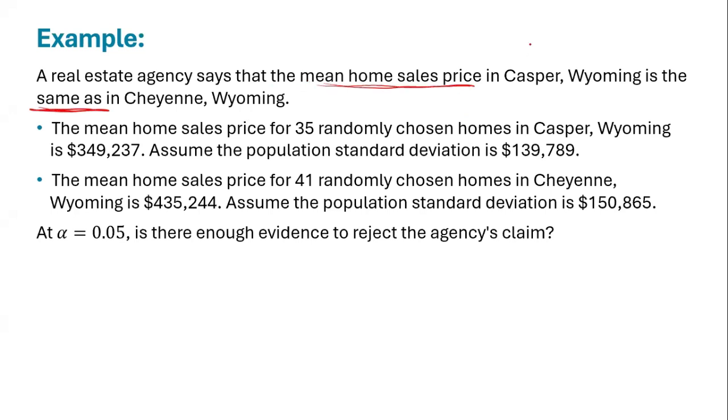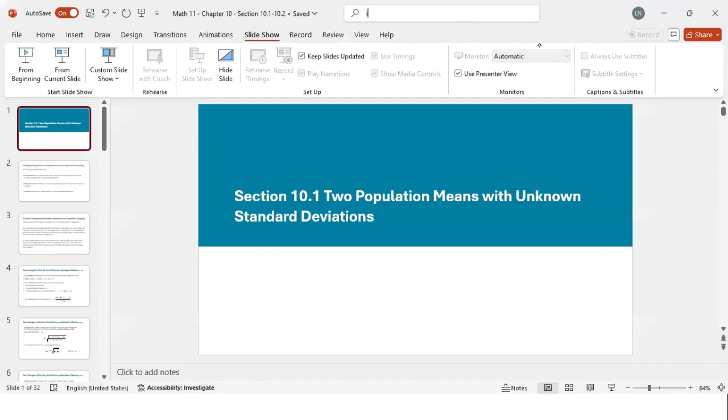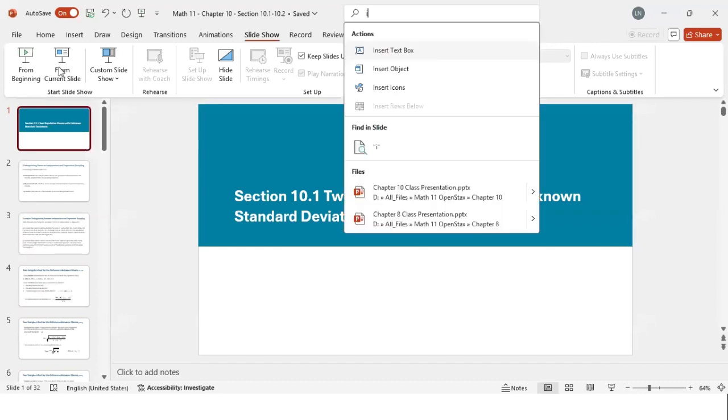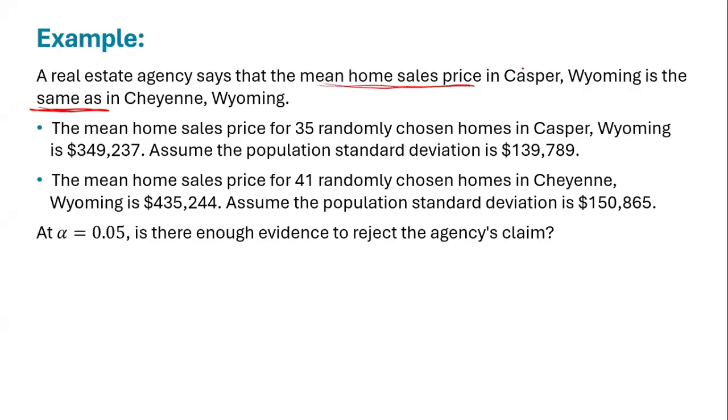So if this is mu1, and that's mu2, mu1 must be equal to mu2 based on the claim. The mean home sale price for 35 randomly chosen homes in Casper is, let me just write the information here for you.